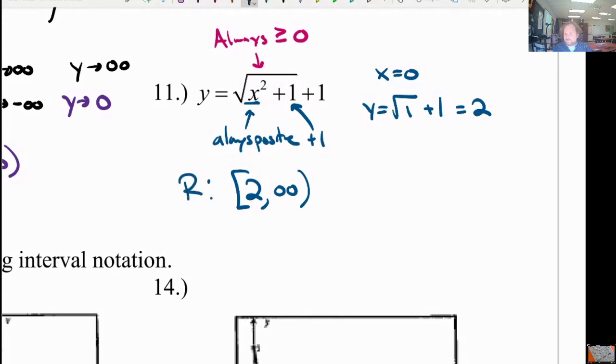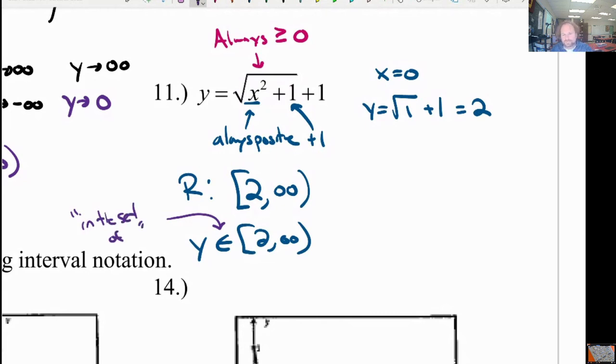If you want to learn some college level symbols, not that they're difficult, you can say that y is in the set of 2 to infinity. I remember doing that a long time ago. That's what this symbol means. That's an epsilon, in the set of.